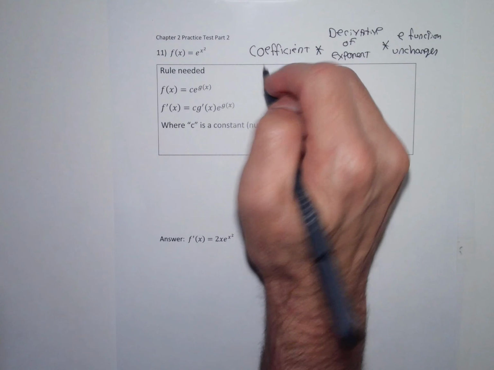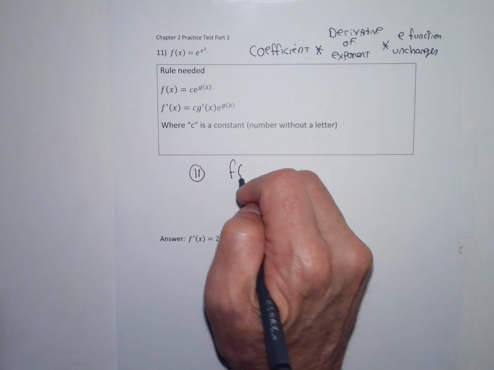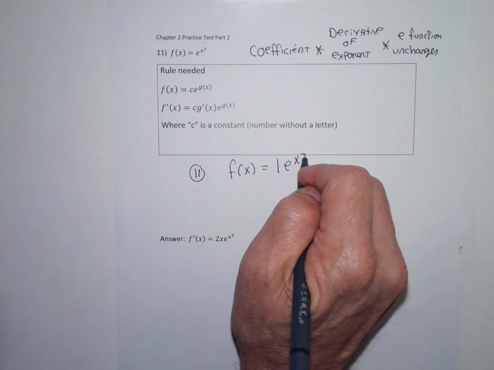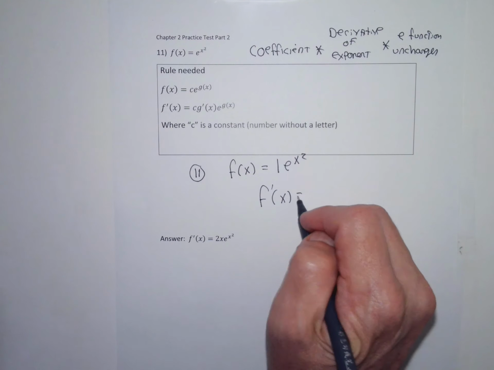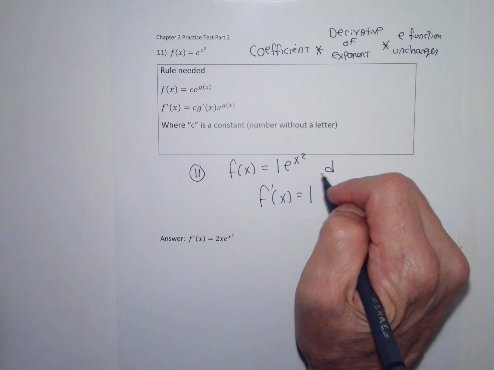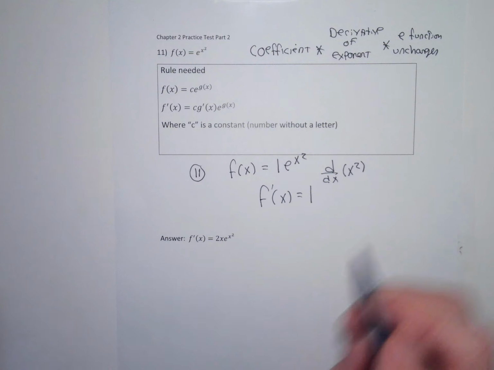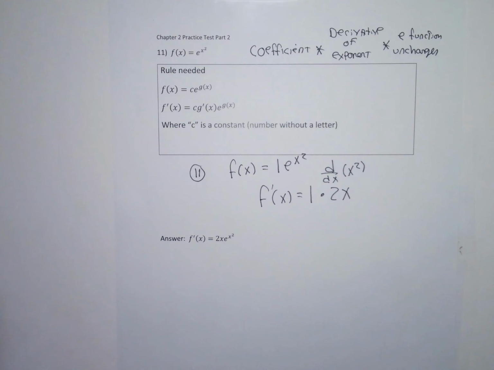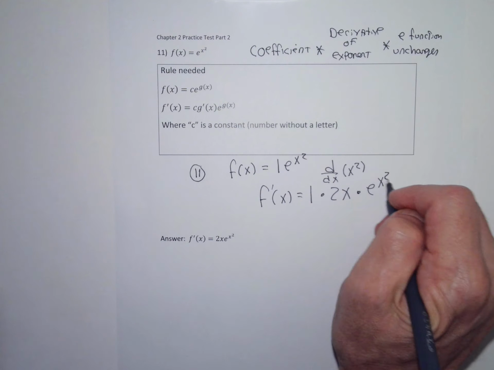So in problem 11, if I want to insist on the coefficient, it's a 1. I don't need to include the 1 in my computation, but I can. So the derivative is going to be the coefficient of 1 times the derivative of the exponent, and the exponent is x squared. The derivative of x squared is just 2x. So it's the original function, 1, times the derivative of the exponent, times the e function without any changes to it. So just e to the x squared.